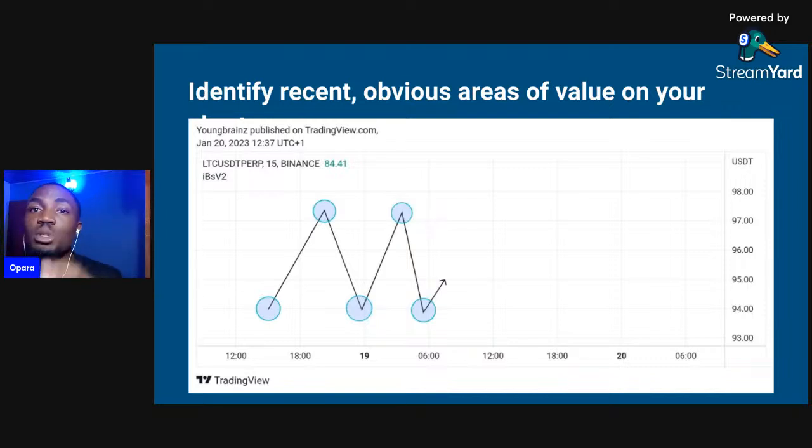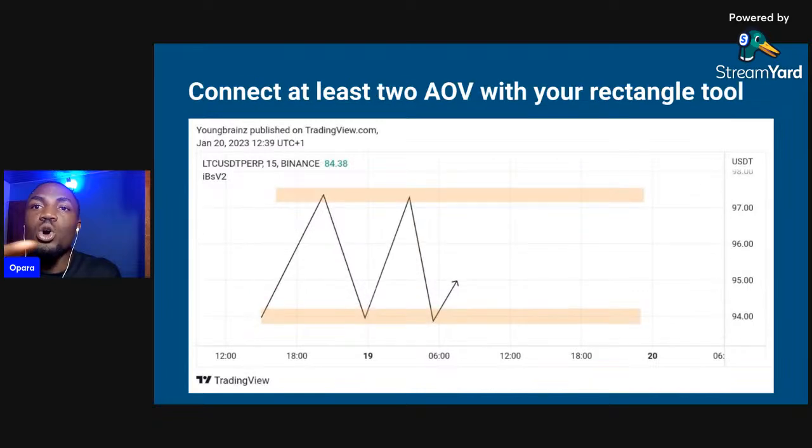The moment you open your chart, you look at what has already happened and find your areas of value there. As you can see, I've already identified my areas of value. The next thing is to connect at least two areas of value with a rectangular tool. Of course, when you begin to use TradingView, you'll understand how to use all of these tools. You can see that I've connected my areas of value with the rectangular tool, and then I extended it.